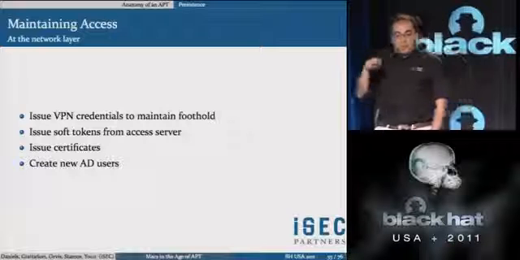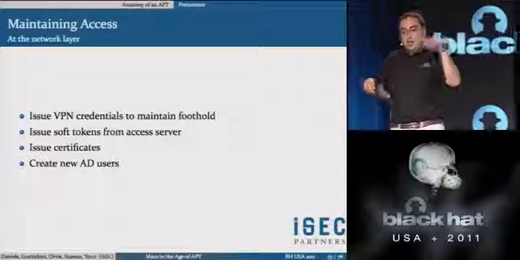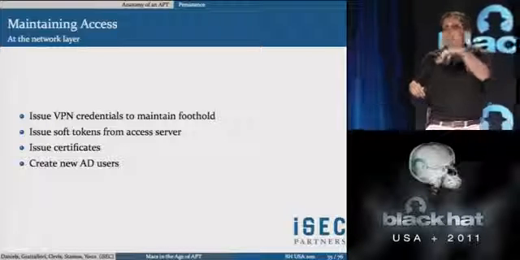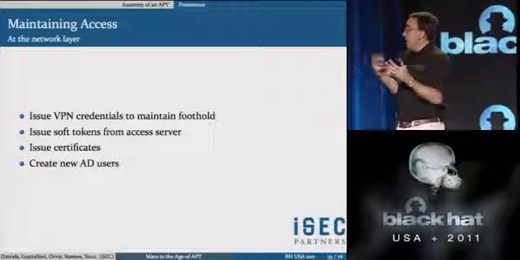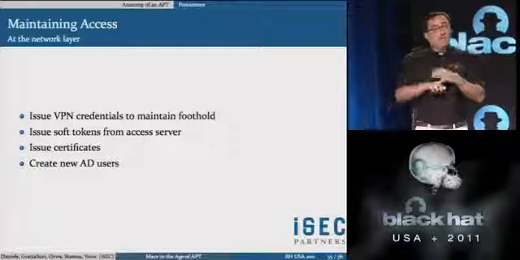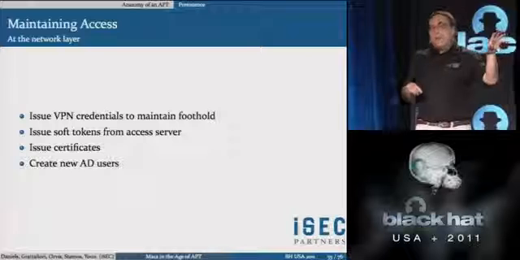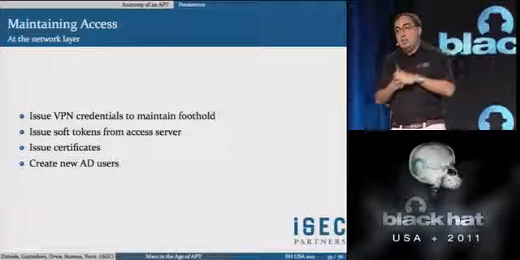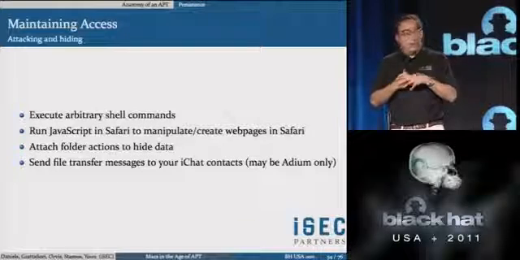At the network layer, once our attacker has done all this work, they've now escalated their privilege up. They want to be able to re-access the network whenever they want. Generally, like I've talked about before, they like to issue themselves VPN credentials. Doing that on an Apple machine that's hosting IPsec or L2TP is obviously not a problem once you're an admin, or they do things like issue their own soft tokens and certificates.